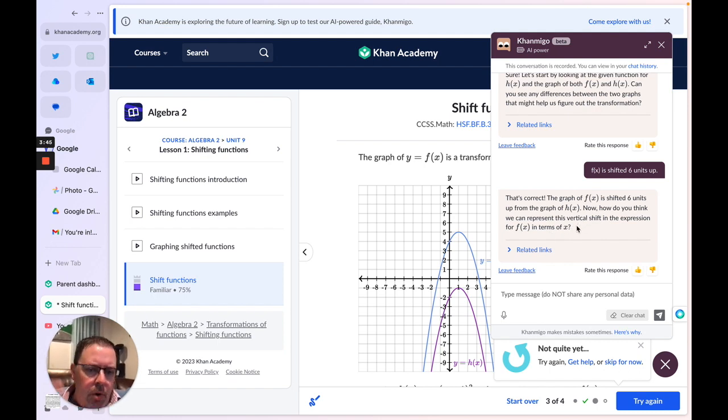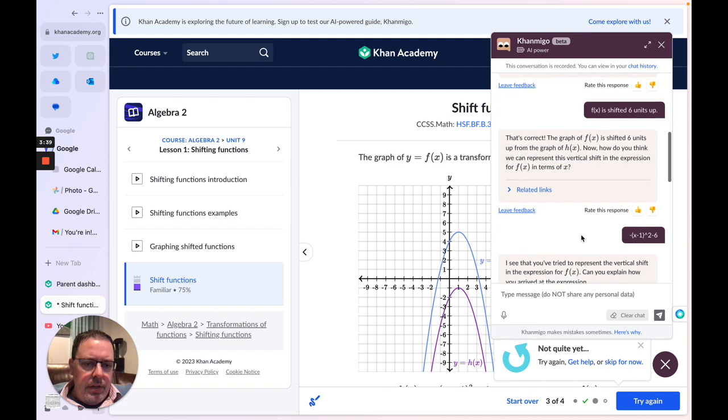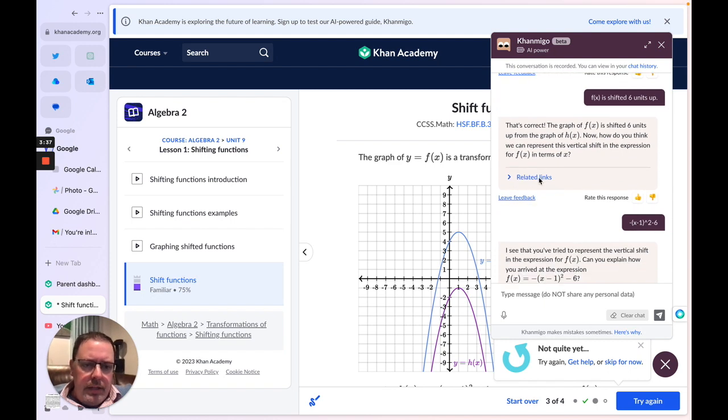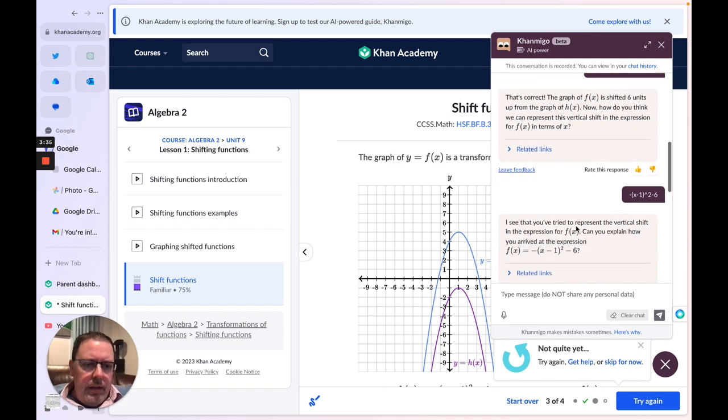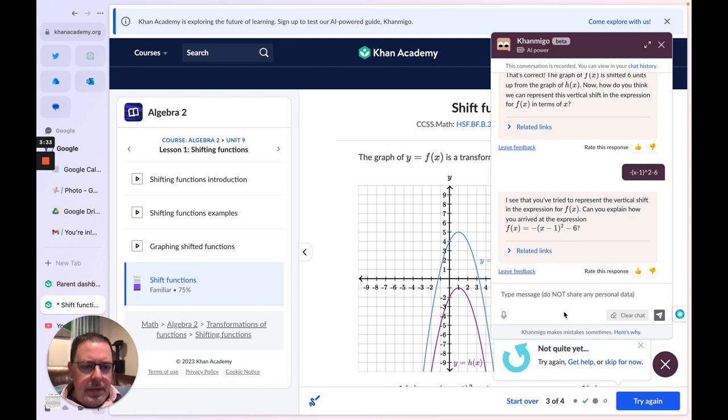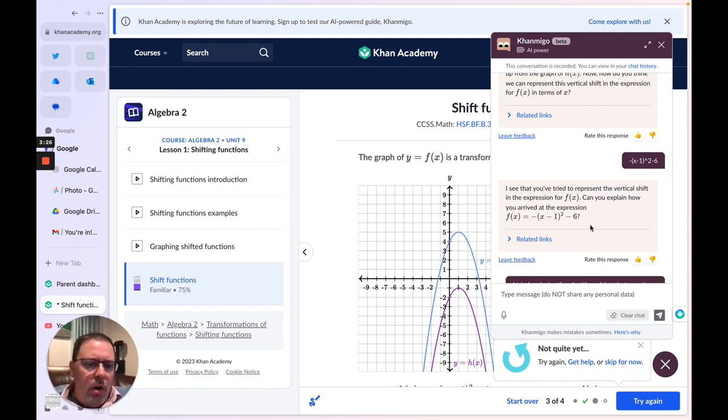It continues to probe for more information. You see it asks another question. How do you think we can represent this vertical shift? I didn't click on related links yet. I haven't explored that. I tried my best. It doesn't have math text in the message response here, but again, I knew that was wrong.